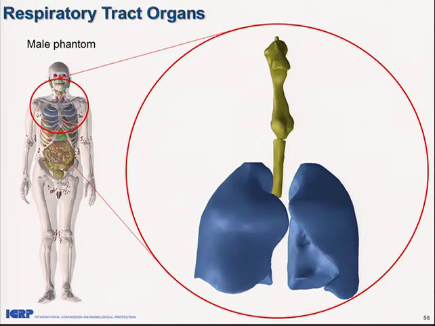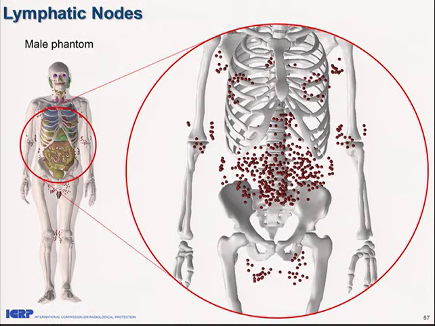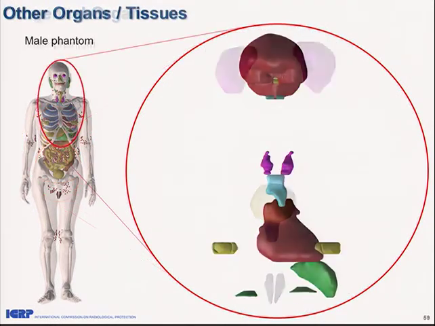In case of respiratory tract organs, we didn't finish yet, but now we are working on it, and I think within a few weeks we can finish. The organs themselves have been finished, but now we are working on the target layers. I think it will take a few weeks. And lymphatic nodes, and some other organs.